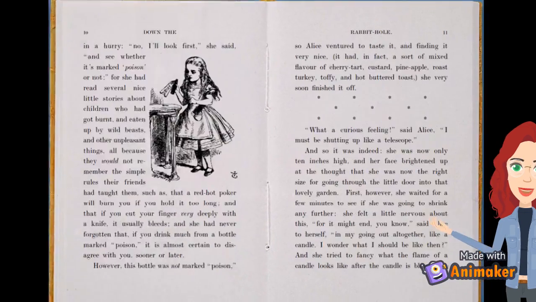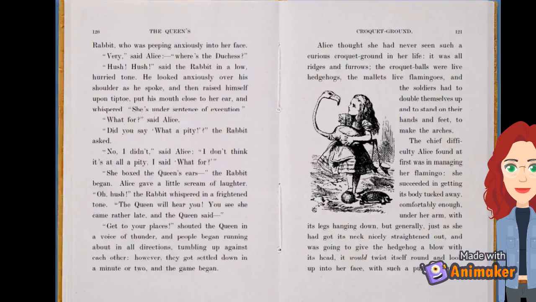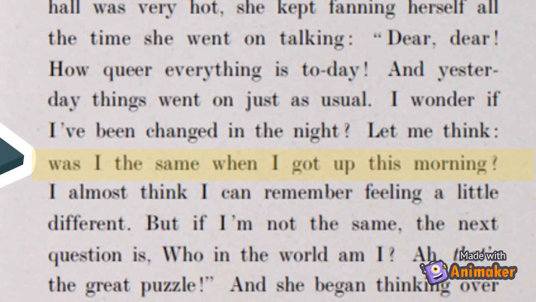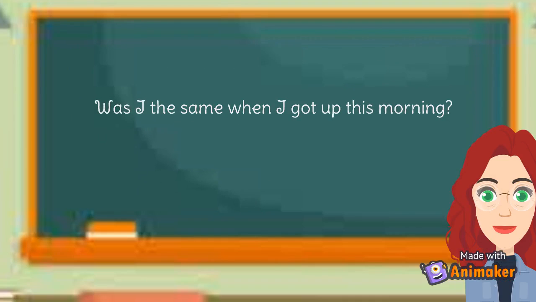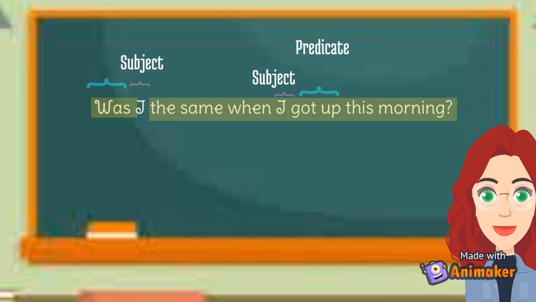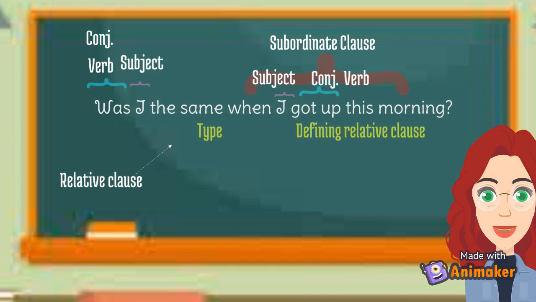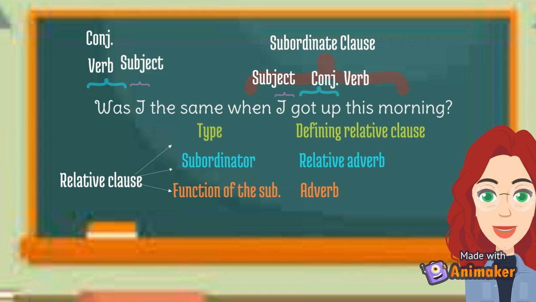Let's go to page 19. In the following complex sentence, "Was I the same when I got up this morning?" we find the subject and the predicate. In the predicate, the main verb or conjugated verb is was, and the subordinate clause corresponds to a defining relative clause, whose subordinator is a relative adverb with the function of an adverb, and the antecedent corresponds to the time expression this morning.